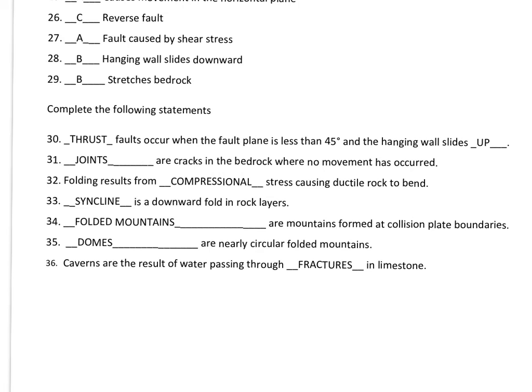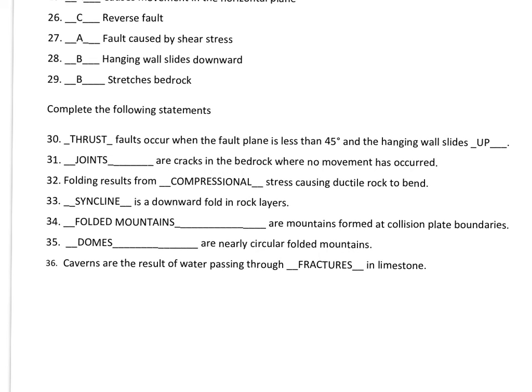Two continental plates are going to suture together in what we call an orogeny. It's a mountain building event, and you're going to get a folded mountain. That is what a lot of the mountains in New York State look like. So when you're driving on vacation this summer, look out the window, you're going to see plenty of folds in the rock layers. Good. Domes are nearly circular folded mountains. And again, go back to your notes on folds and faults, and you'll see the little pictures of domes.